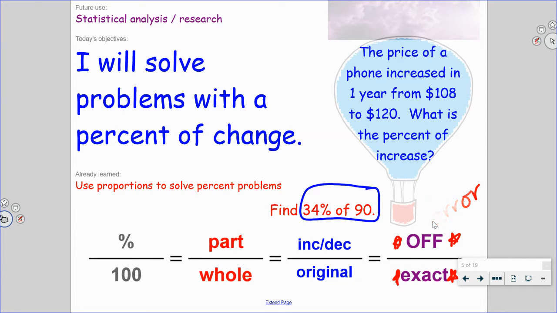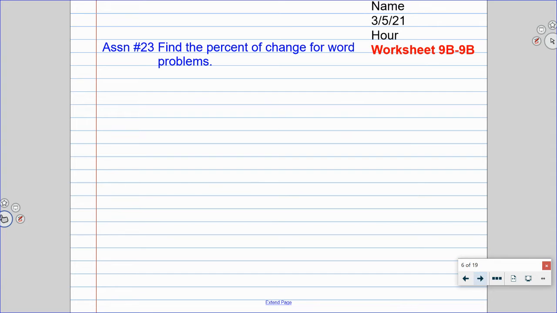So folks, I would right now immediately put those ratios at the top of your paper. Every time you're doing something, ask yourself, what are we comparing? If you got a percent, you're comparing to 100. If you got a whole, you should probably compare it to a part. If you're looking for increase or decrease, always compare it to the original. And if you're looking for how much you're off, how much your guess was wrong, compare it to the exact.